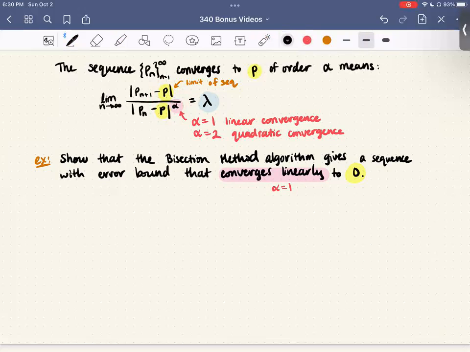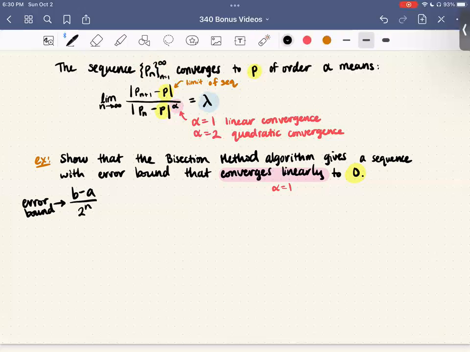Now, the error bound for the bisection method looks like b minus a over 2 to the n, because you're dividing the interval in half n times. And so let's say this is our error term. This is the error bound. So this is going to be the term in our sequence, this Pn term that we're thinking about.